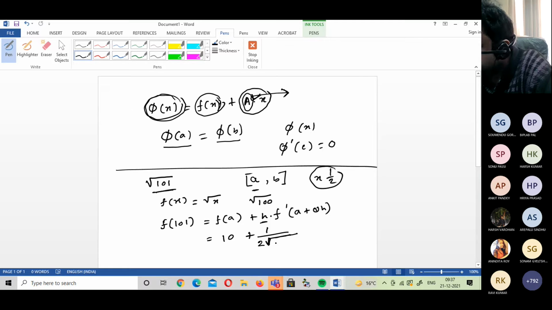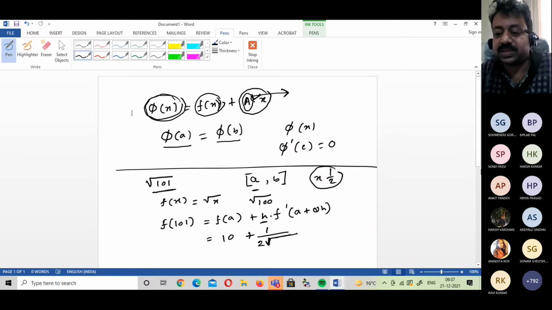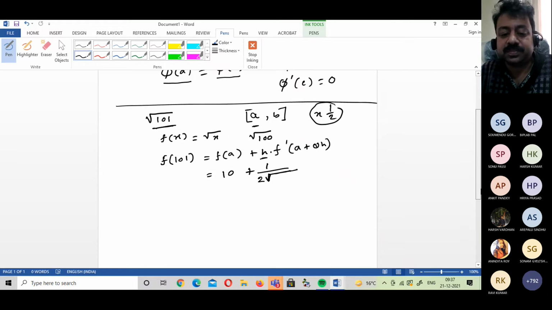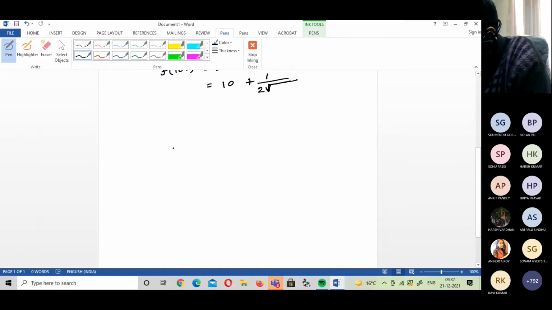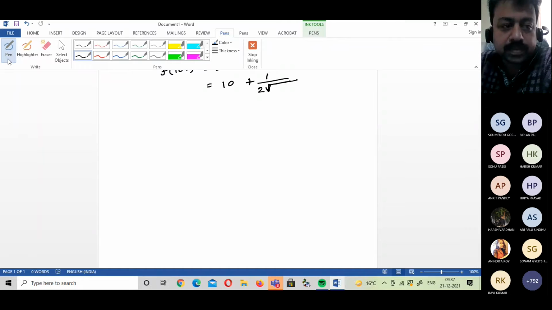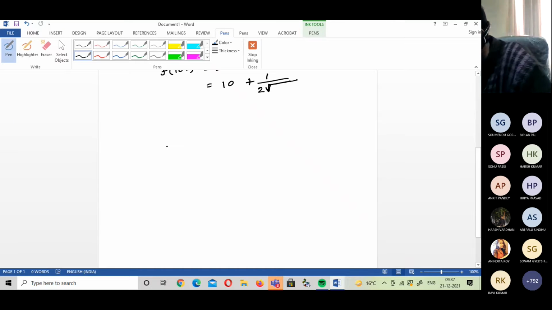Sir, f of 101 is equal to f of a plus h into f dash a plus theta h. How does it come? Where has it been derived? Okay, it's Lagrange's mean value theorem. Good question. Suppose f dash is equal to f b minus f a by h, that I am saying.